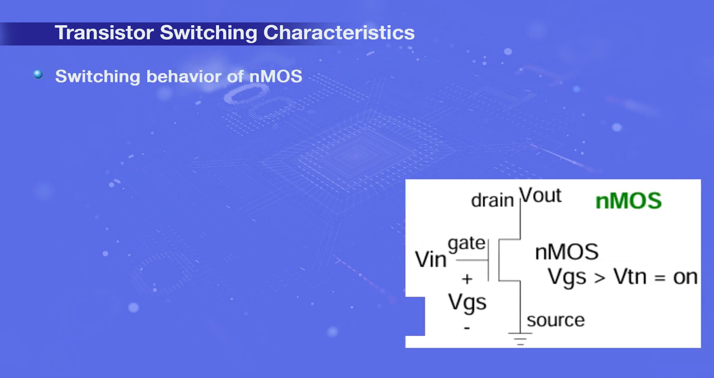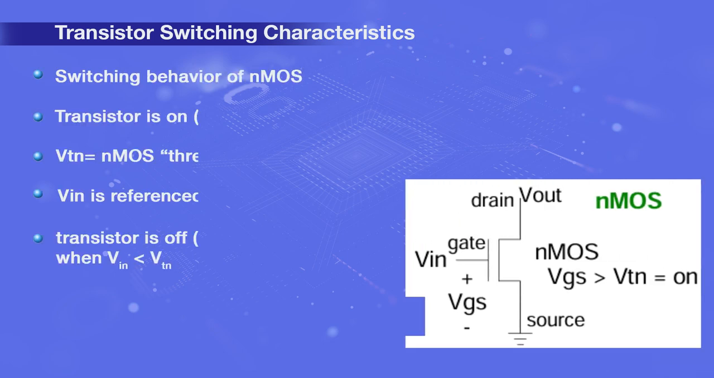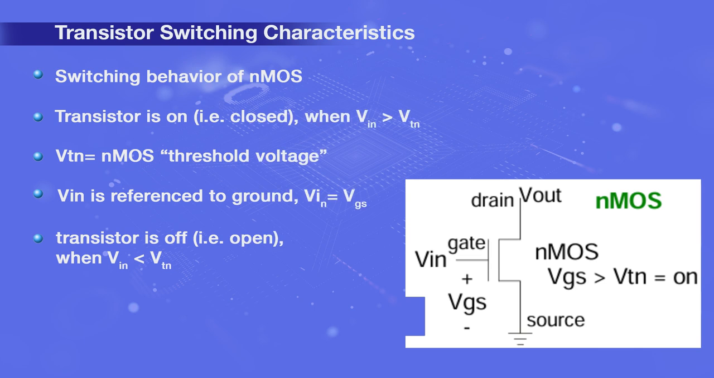Let's discuss the switching behavior of NMOS. Let's say the transistor is on when Vin is greater than the threshold voltage. Here Vin is the input voltage and VTN is the threshold voltage for NMOS. Input voltage means the voltage we are applying at the gate terminal. So we can write that Vin is equal to VGS, as the input is provided from the gate terminal. We can write it as Vin also.